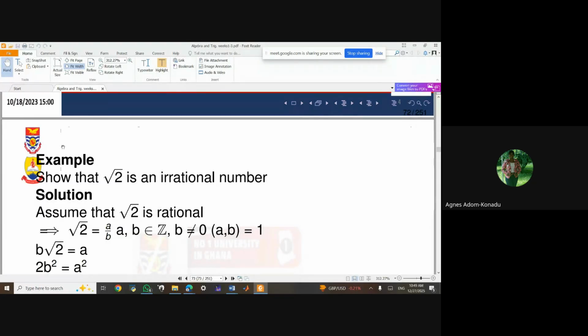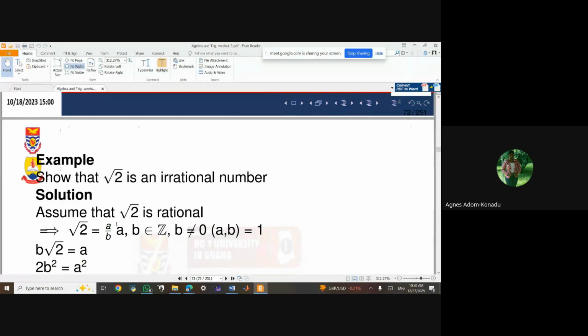The next one, we want to show that root 2 is an irrational number. To prove, we have different ways of proving. We have proof by contradiction. I want to prove that root 2 is an irrational number, but I will start by saying that it's a rational number. Then I will prove and conclude that it's not a rational number, but an irrational number. So I want to prove by contradiction by assuming that root 2 is a rational number.